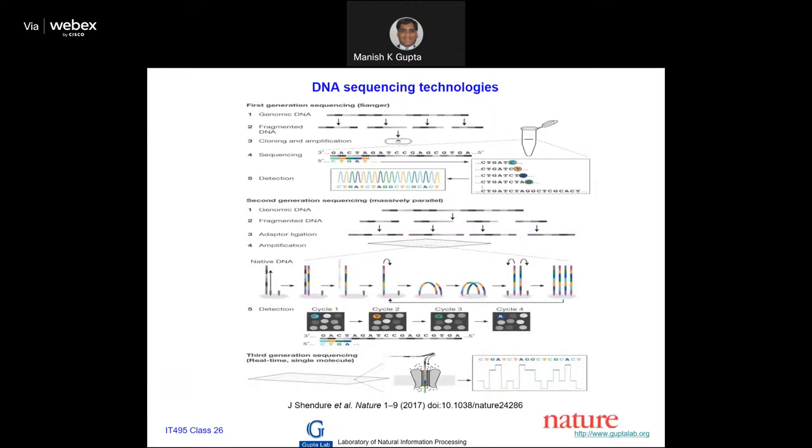So this is the summary of all the techniques. First generation sequencing, Sanger sequencing: genomic DNA, fragmented DNA, cloning and amplification, then sequencing and detection, and then reading. Then second generation sequencing is massively parallel: genomic DNA, fragmented DNA, adapter ligation, amplification, and then reading, right? The detection is done cycle-wise. And third generation is real time single molecule, which is the nanopore kind of thing. So these are the three things, I think.